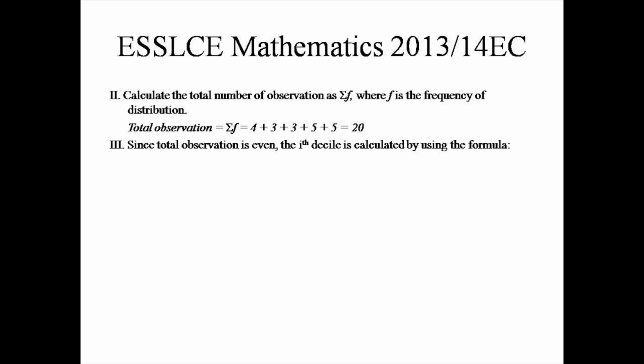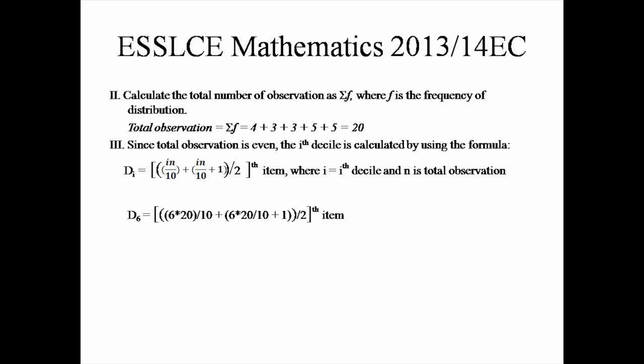Third, since the total number of observations is even, the ith decile is calculated using the formula d sub i is equal to i times n divided by 10 plus i times n divided by 10 plus 1, the whole over 2's item, where i is the ith decile and n is the total number of observations. Thus, the sixth decile, d sub 6, is equal to 6 times 20, the total number of observations, divided by 10, plus 6 times 20 divided by 10 plus 1, the whole over 2.